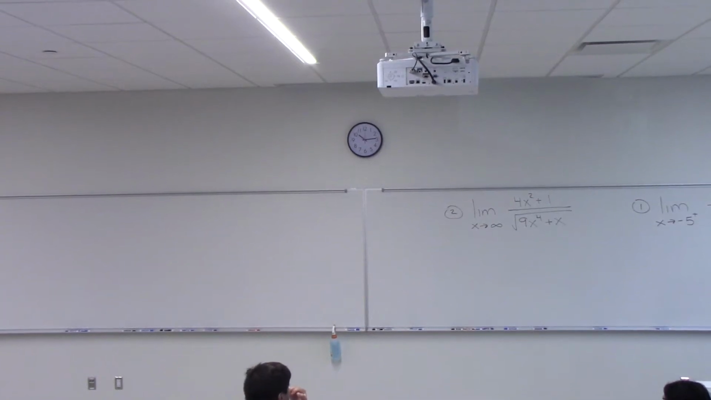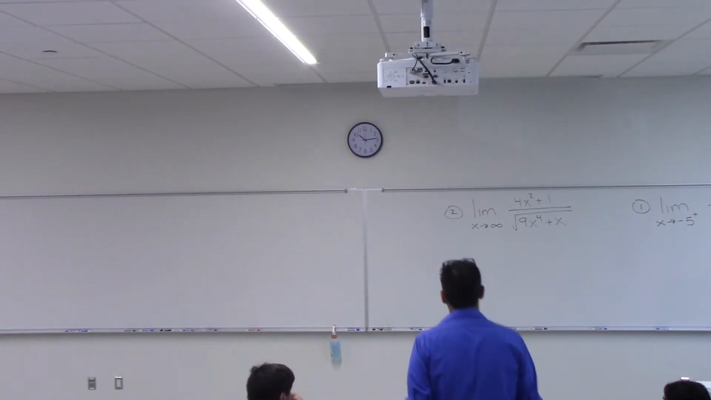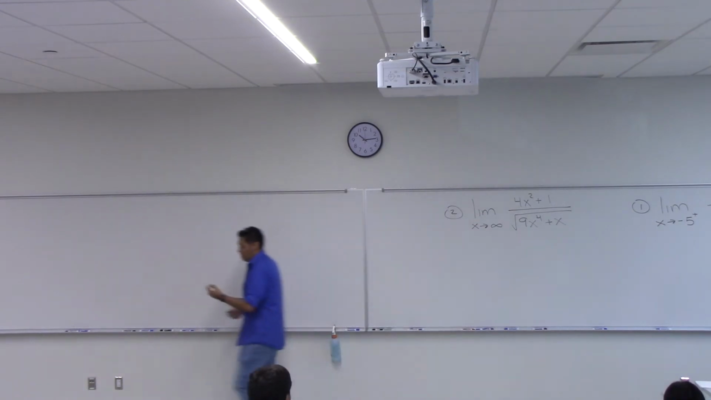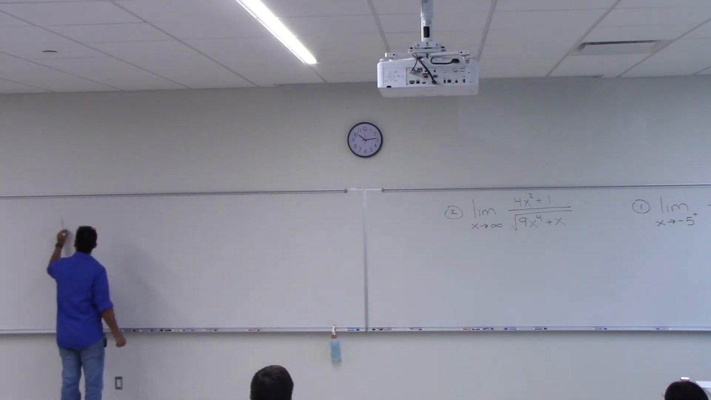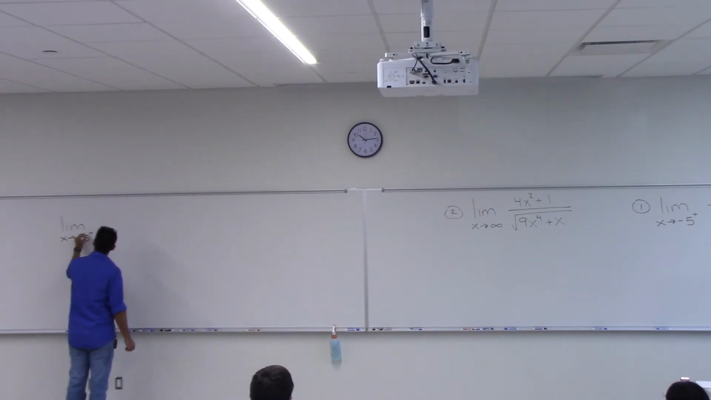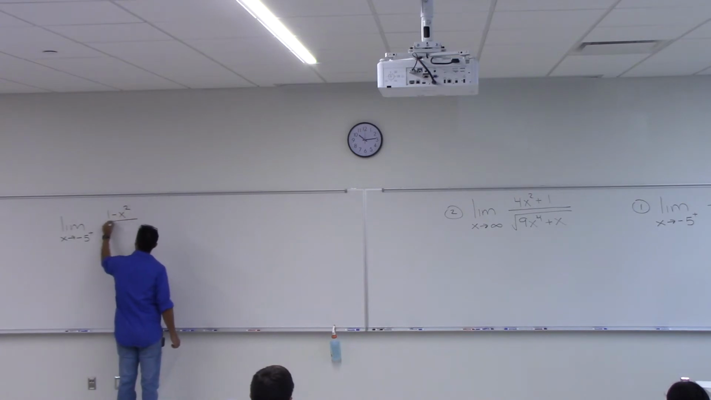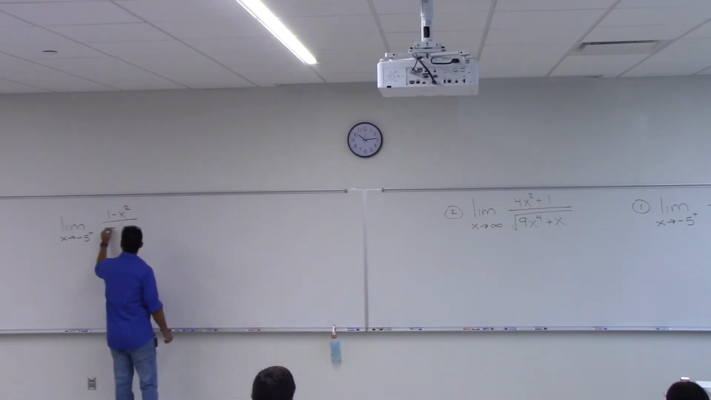Let's go through these real quick. On this first one, I don't know, I haven't done it yet. So limit x goes to -5 from the right, 1 minus x squared over 5 plus x.